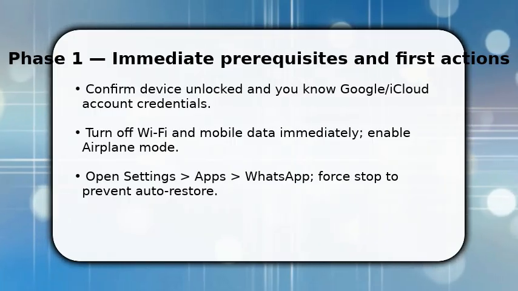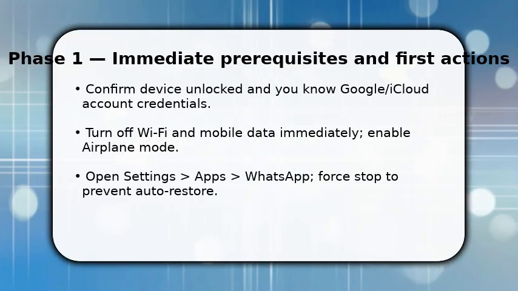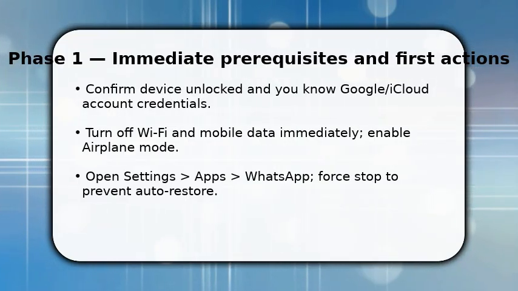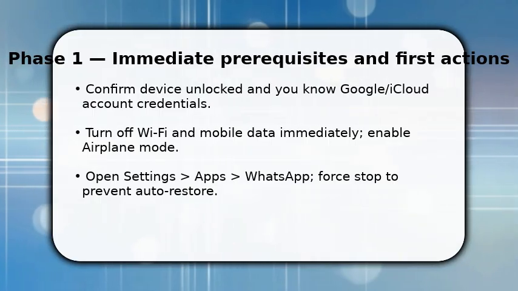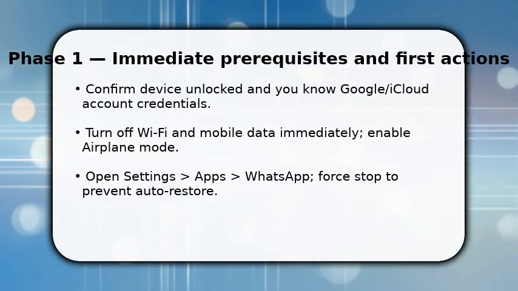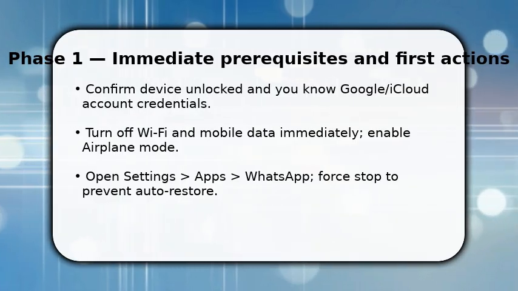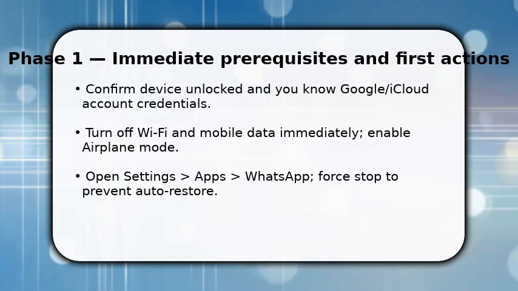Before you start, make sure the device is unlocked and you have account access. Once ready, cut every network, turn on airplane mode, and disable Wi-Fi and mobile data. Then open Settings, find WhatsApp and force stop the app so it cannot contact backups. This prevents the automatic cloud restore handshake.